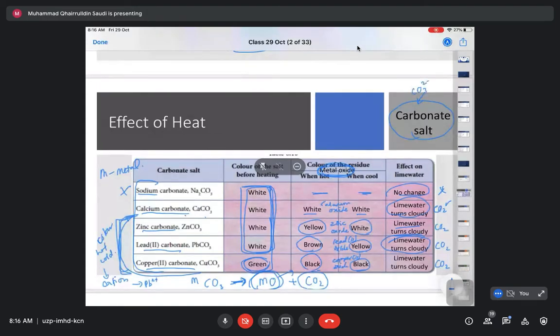Okay? So apakah nama salt awak? Apakah nama salt kita yang kita panaskan? Lead 2 carbonate. Macam tu. Dia akan suruh awak patah balik daripada belakang, daripada produk. Dia suruh awak identify apa produk tu. Kemudian baru awak tahu apakah nama salt awak. Macam tu. Okay? So next one.